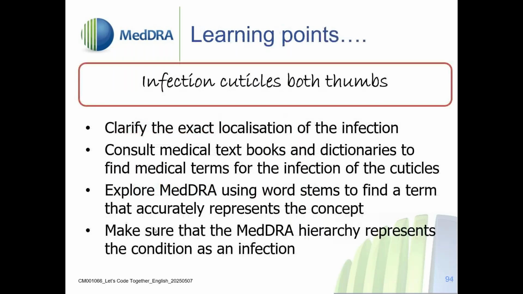So when getting such a report, first get clarity about the exact localization of the infection that is reported. For this, consult medical textbooks and dictionaries to find medical terms for the infection of the cuticles. If you don't find a direct match, explore MedDRA using word stems to find a term that accurately represents the concept, maybe with the best approximation as we saw, and make sure that the MedDRA hierarchy represents the condition as an infection, because this was reported.